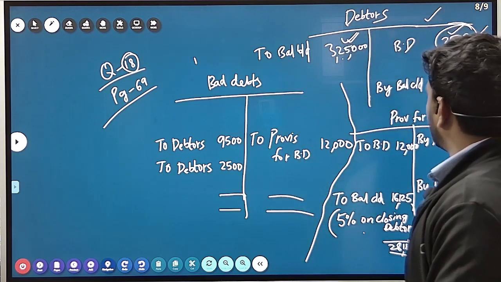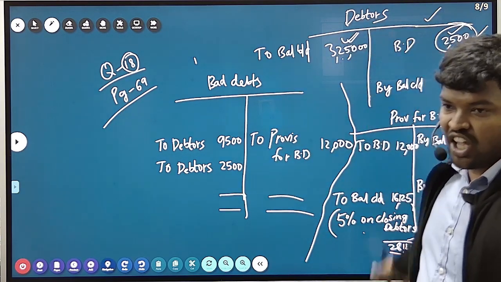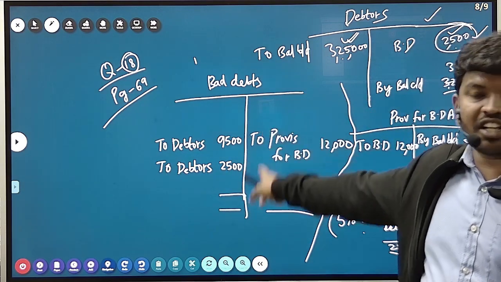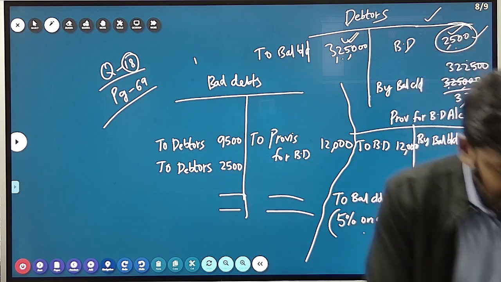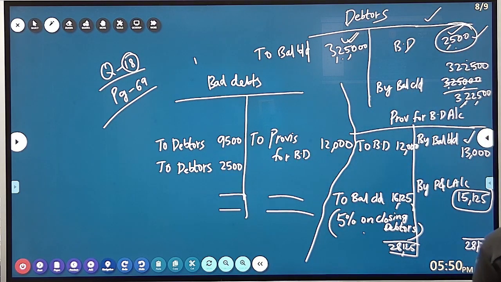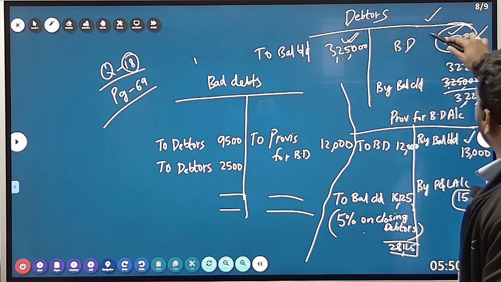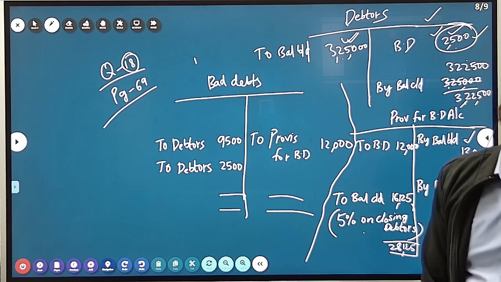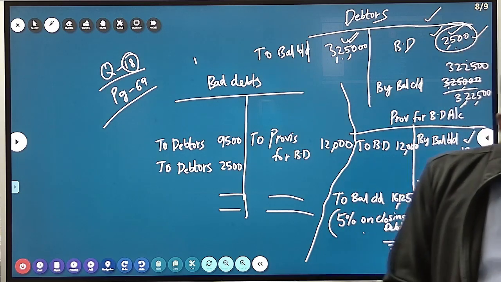These are all the ledger postings. Now, I'll frame the journal entries one by one. See here. What is the first entry? Bad debts account debit to sundry debtors account. This is the entry. Bad debts account debit to sundry debtors. Understood? This is mentioned in the question.